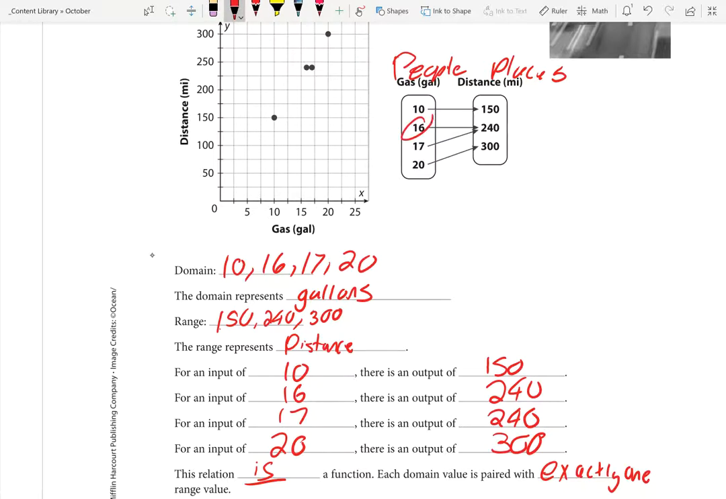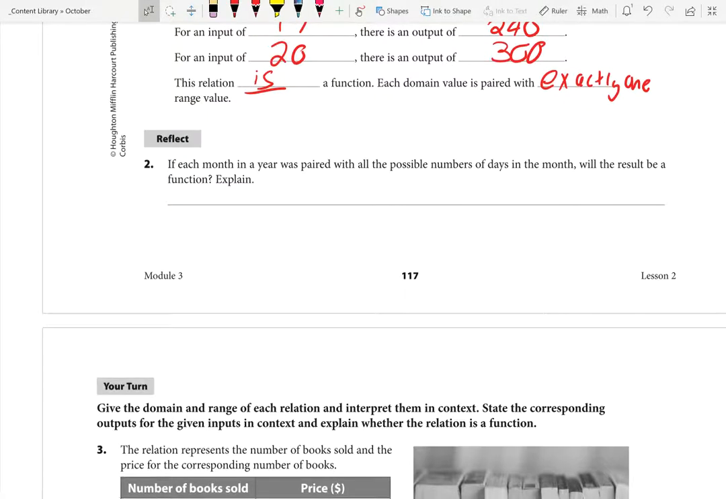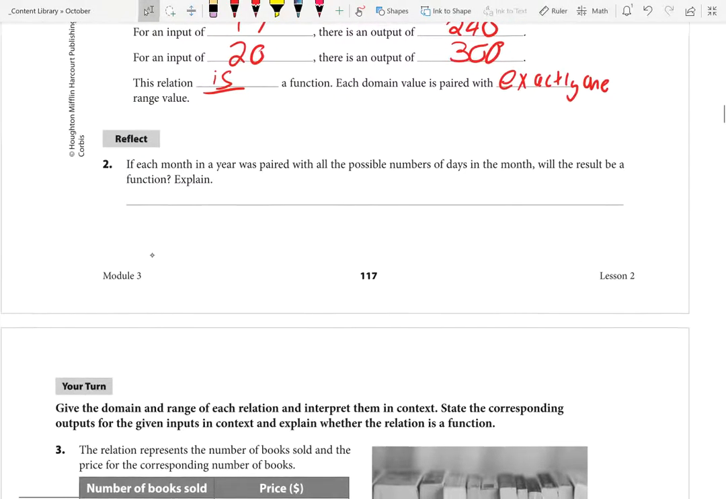So, for example, 16 and 17, those people can hang out at 240's house, right? You can have two people in the same house, but you can't have one person in two houses. Does that make sense? That's kind of the distinction between what makes a function or not. So yeah, it can be a little confusing, but I think that helps make it a little more understandable.